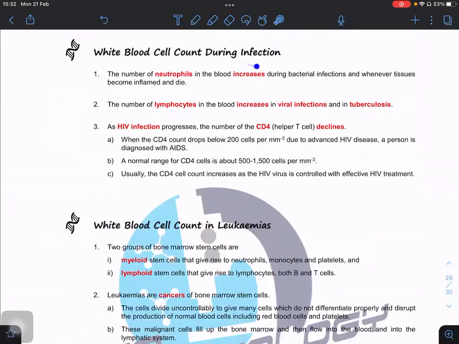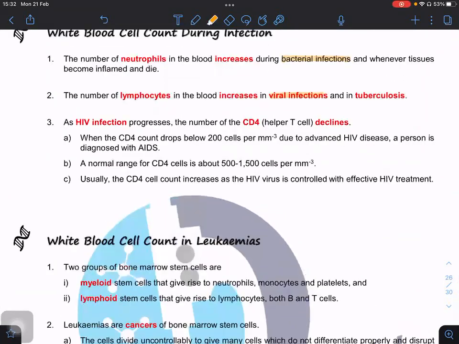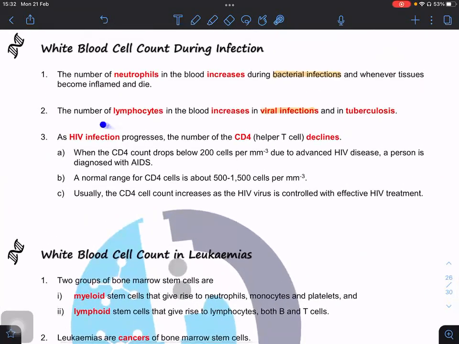During infections, definitely guys, neutrophils increase in bacterial infection. Lymphocytes, particularly in viral infection. HIV infections. Now, HIV actually destroys helper T cells. HIV destroys helper T cells. So therefore, CD4 count will drop below 200 cells per mm³. Okay, due to HIV disease. A normal range is about 500 to 1,500 cells, but AIDS only 200.